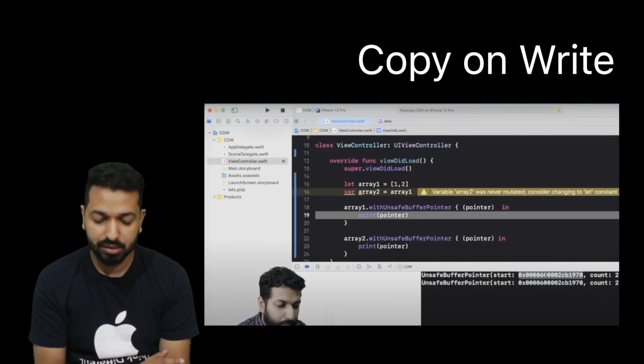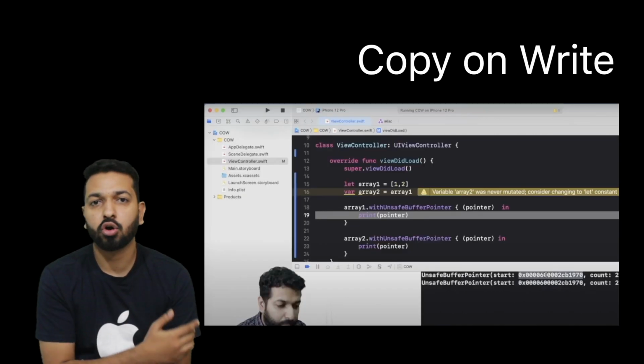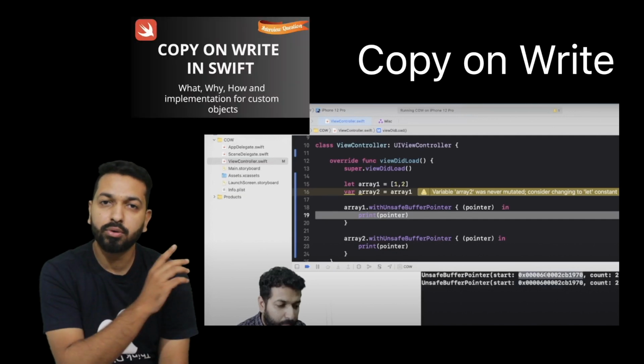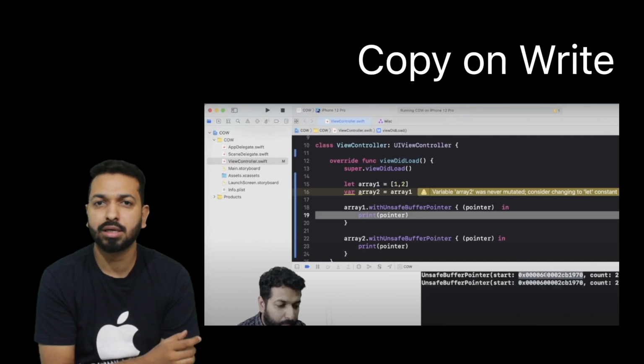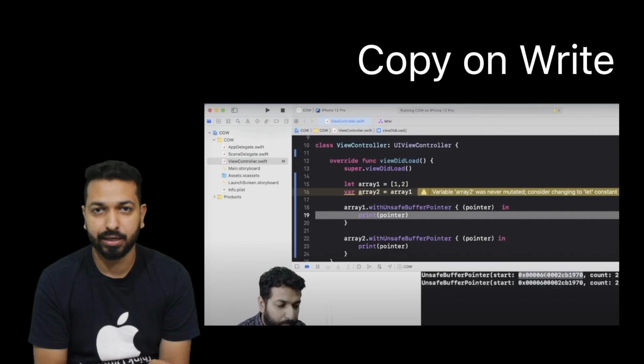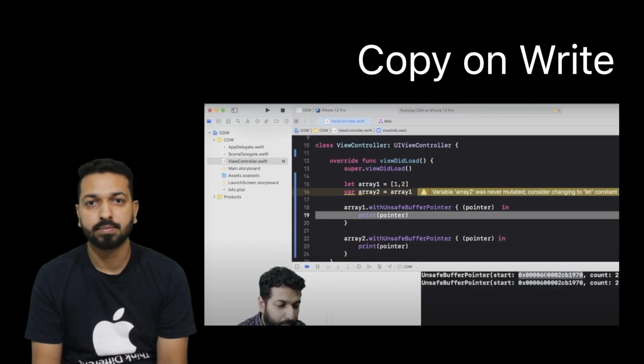And as a proof of this, you can have a look at my video that I did on copy on write, where I printed the address of both the objects, and you can see that both the objects are pointing to the same memory location, which essentially means that there's only one object, the second object has not been created yet. Let's move on to the next question.